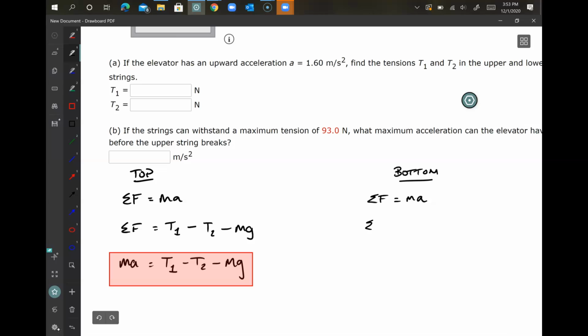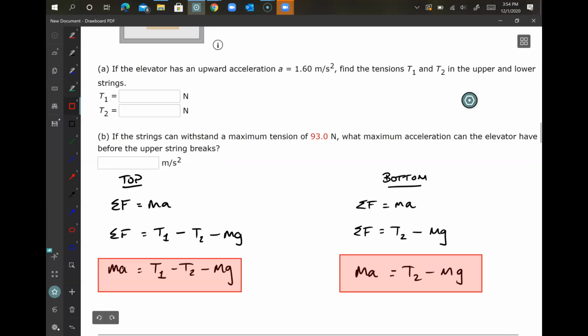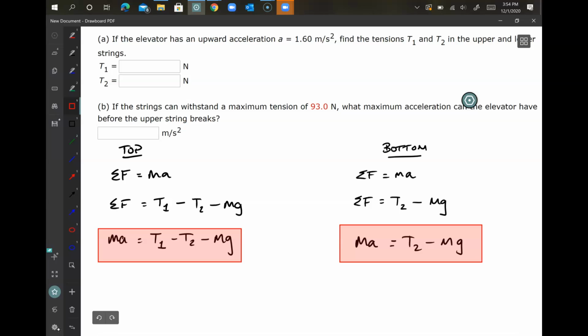Now I'm going to list all of the forces. So upwards, I've got T2, and downwards, I've got mg. Put those two together, ma equals T2 minus mg. So there's a second equation. Now I'm going to look and see what the question wants me to find out. It says, if the elevator has an upward acceleration of 1.6 meters per second squared, find T1 and T2. Okay, so if I look at the second equation, I'm looking for T2. If I know everything else, I'm good.